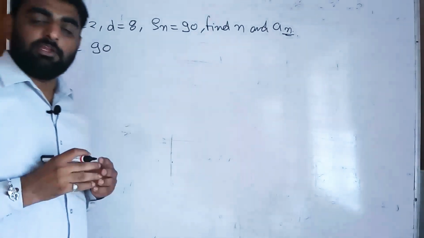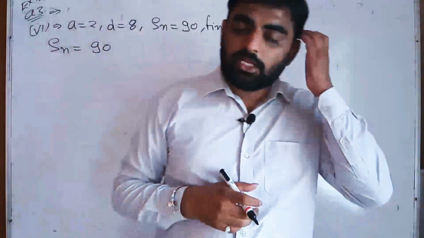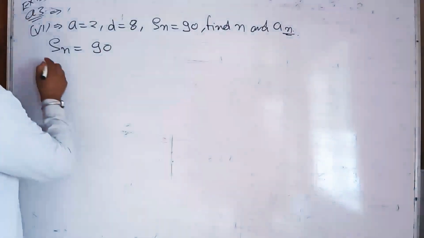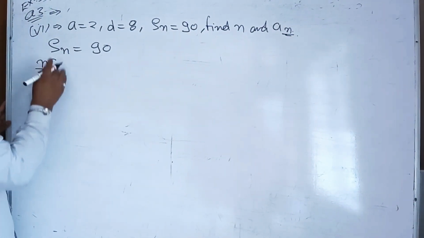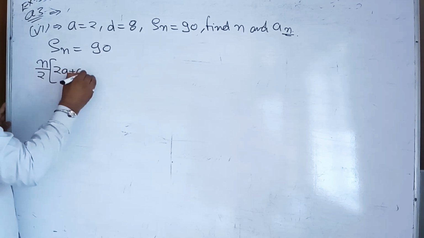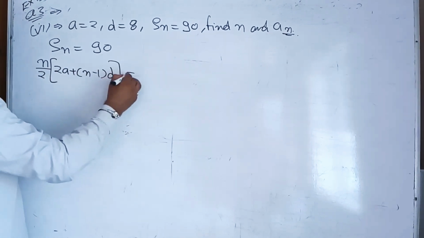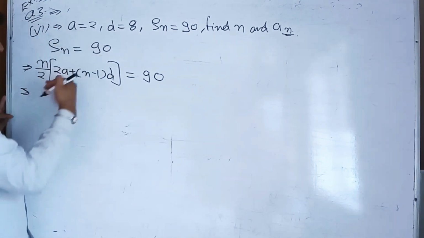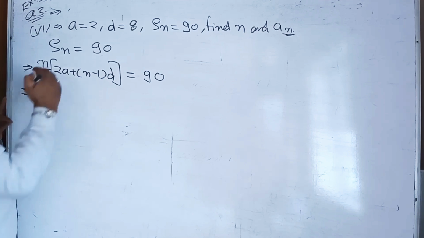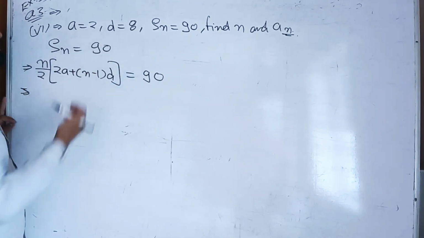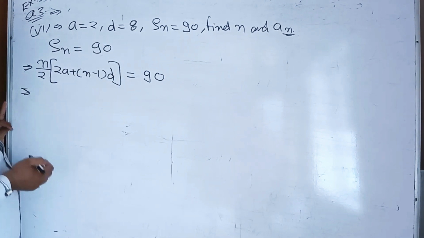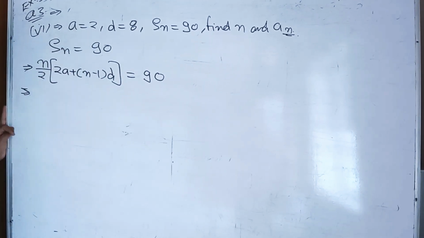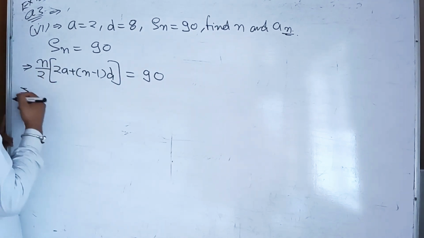If the value of an is given, then you have to consider an. If the value of Sn is given, then you have to consider Sn. So Sn is 90 is given. Sn is equal to n upon 2 times 2a plus n minus 1 into d, equal to 90, students. Because Sn is given, you need to put the formula below the Sn.